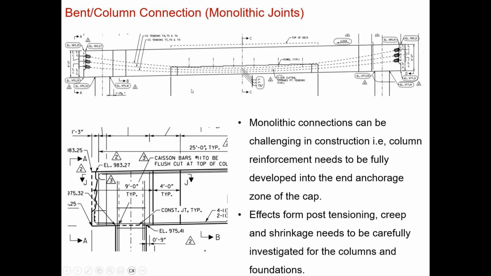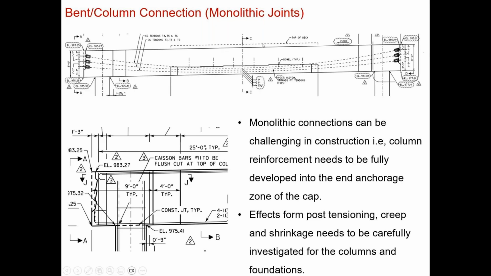Also, the biggest concern with those monolithic connections is understanding the effects from the post-tensioning, because usually you cast the bent first and then you start post-tensioning the tendons while already the connection between the column and the bent has been established. So you want to make sure what kind of effects or stresses are coming from post-tensioning, as well as creep and shrinkage, and how are those forces transferred into the columns and the foundation and affecting the foundation. So those are the challenges that are sometimes associated with the monolithic joints.